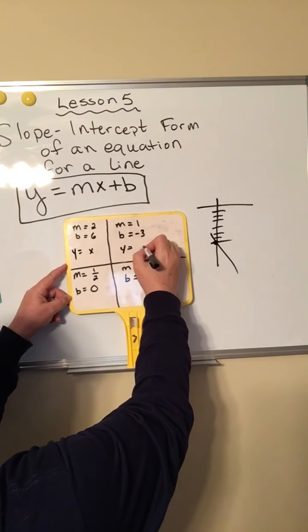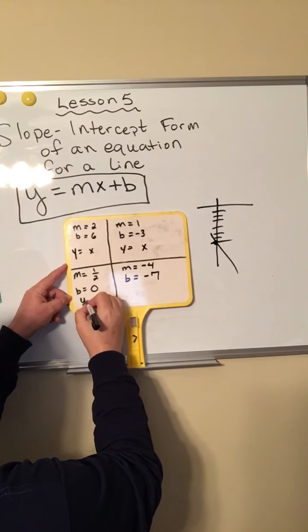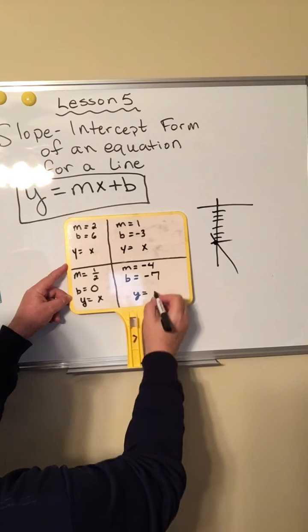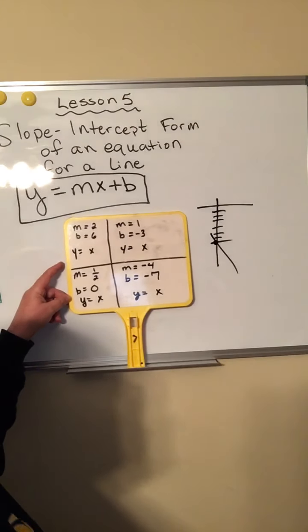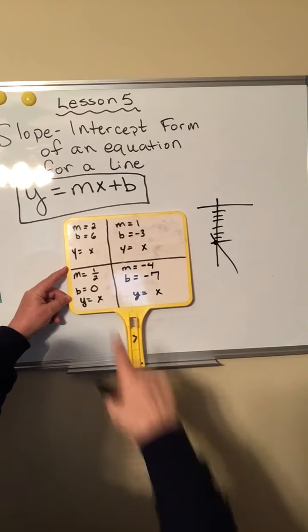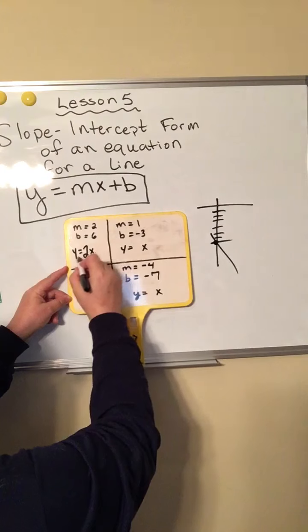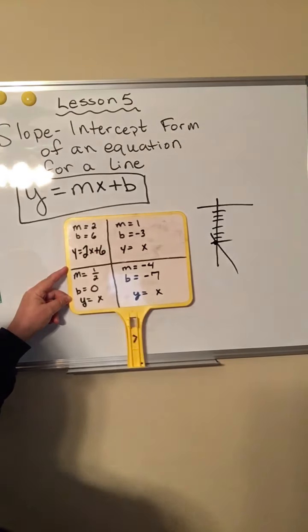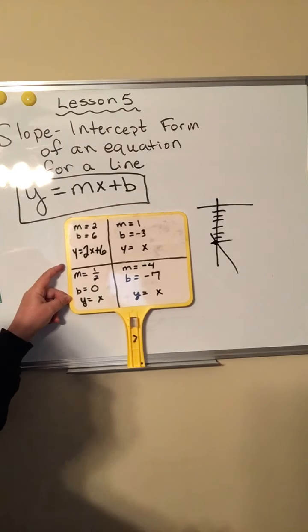Y equals, a little bit of space, x. We can put those down because it's always going to look like that. Now all we have to do is plug in the m and the b. The m in this one is 2. Y equals mx plus b, plus 6. Ta-da! I wrote an equation for a line.